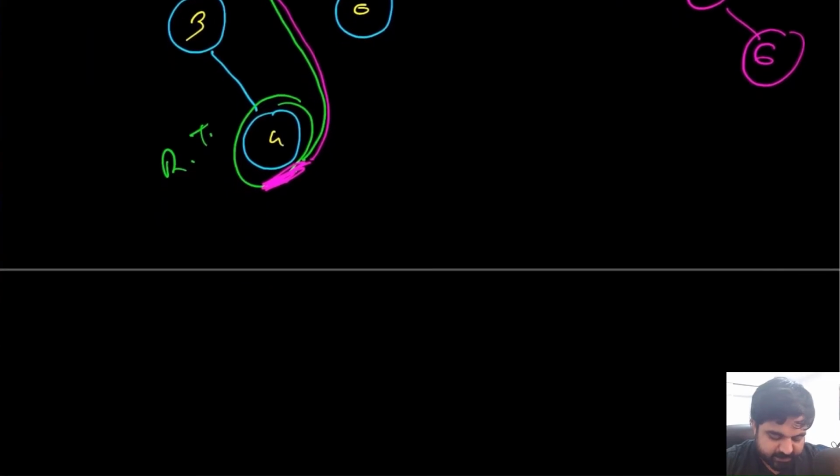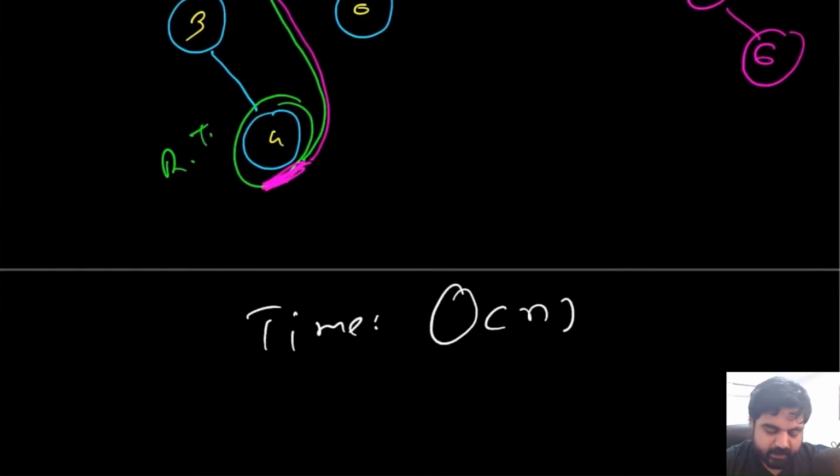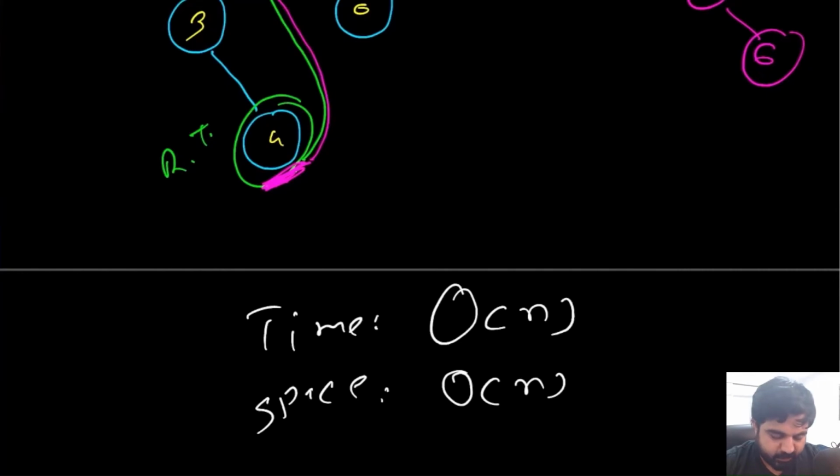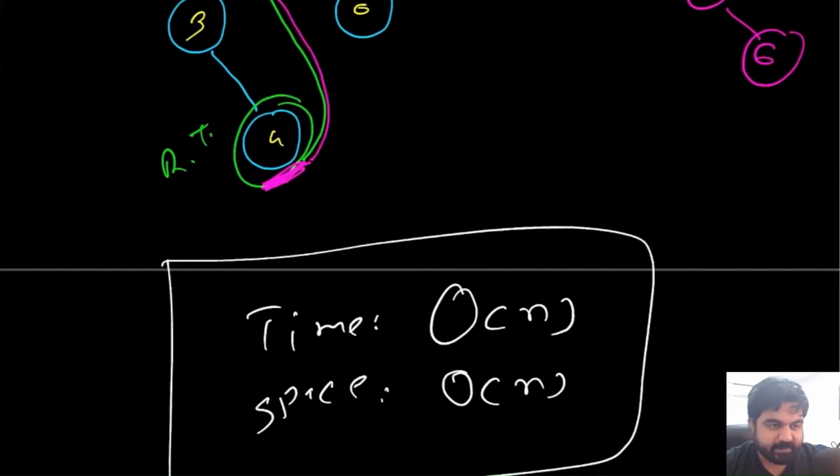If we see time and space complexity, in this case the time complexity is actually going to be big O of n, and if we see space complexity, the space complexity is also going to be big O of n, because for recursion it is going to need to store some runtime stack.